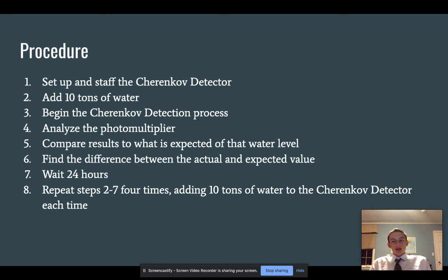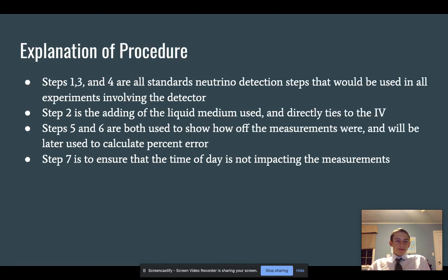So what we'd mainly be looking for is the accuracy of it, comparing it to how many neutrinos should be bouncing around in there, and seeing if adding that 10 tons of water really continues to have a linear effect on how accurate it gets, or if there's a certain point where it caps off. And then steps 1 and 3 are all standard neutrino detection steps that would be used in all experiments involving the detector.